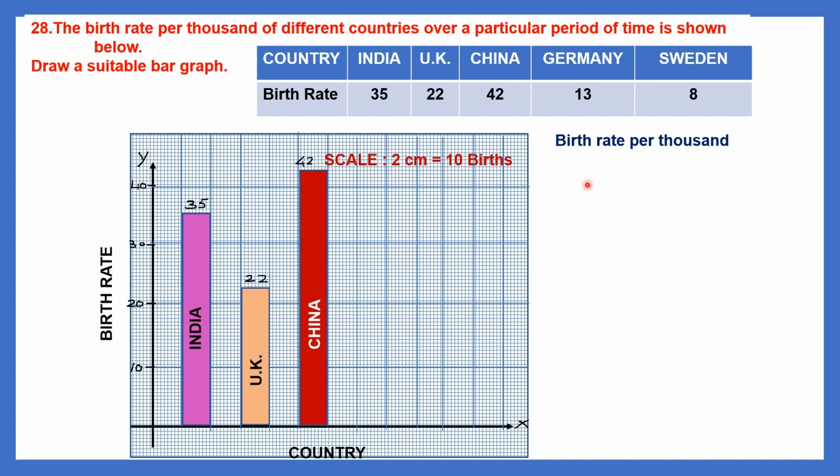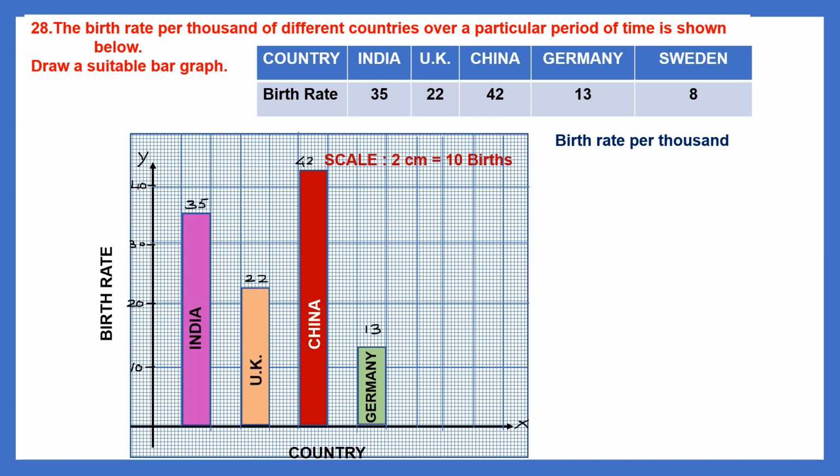The next country is Germany. Germany has 13. So 13 will be after 10. Okay, so you have to take 2 centimeters. So 11, 12 and 13. So take it carefully. So this will be Germany. Germany will be 13. So let's write Germany inside. So we have Germany there and 13. We'll write the number 13.